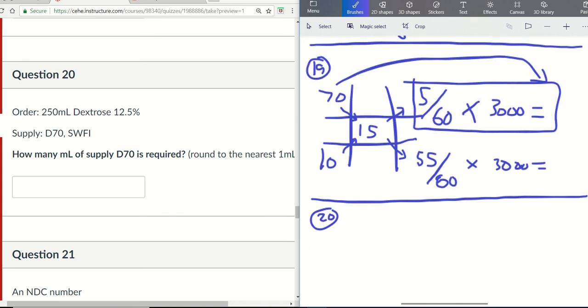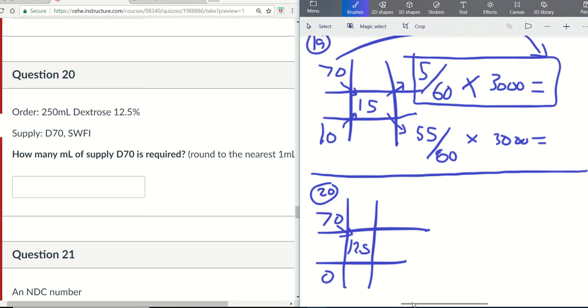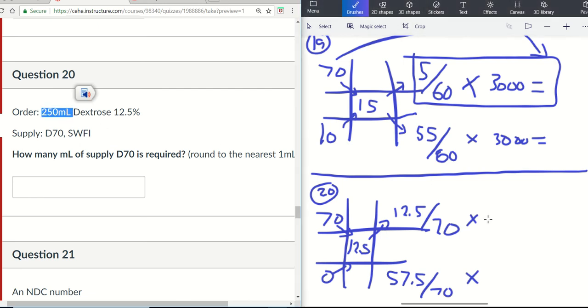All right. Keep on keeping up. Let's do 20. Set up our tic-tac-toe. Type 1 alligation. We're given the final amount. 12.5 is ordered. We got 70 and 0. The difference here is 57.5. And then this one's easy. I can do this one. 12.5. 12.5 plus 57.5 for a total of 70. And the last step is to multiply by our final volume, in this case, 250.